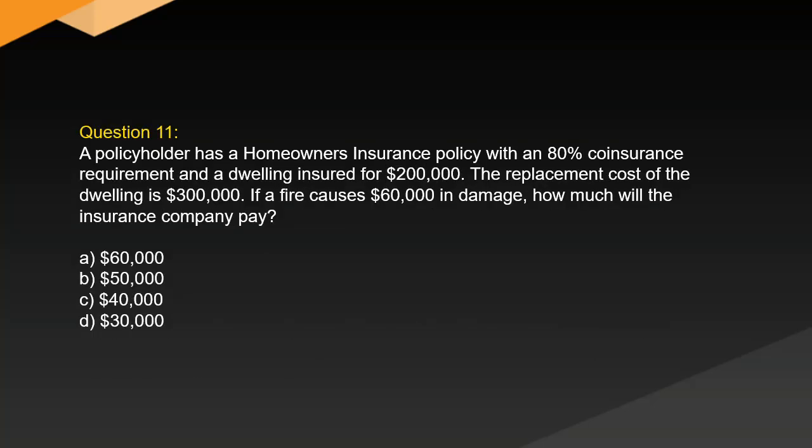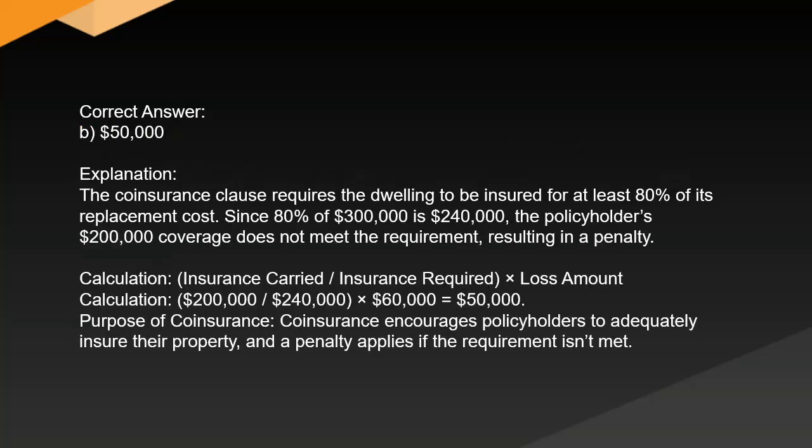Question 11. A policyholder has a homeowner's insurance policy with an 80% coinsurance requirement and a dwelling insured for $200,000. The replacement cost of the dwelling is $300,000. If a fire causes $60,000 in damage, how much will the insurance company pay? A. $60,000. B. $50,000. C. $40,000. D. $30,000.